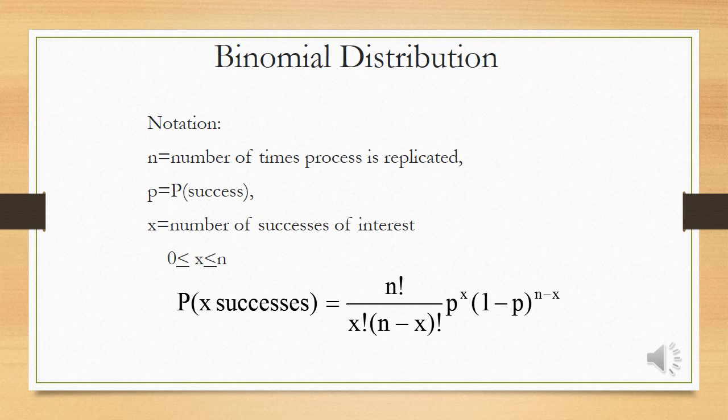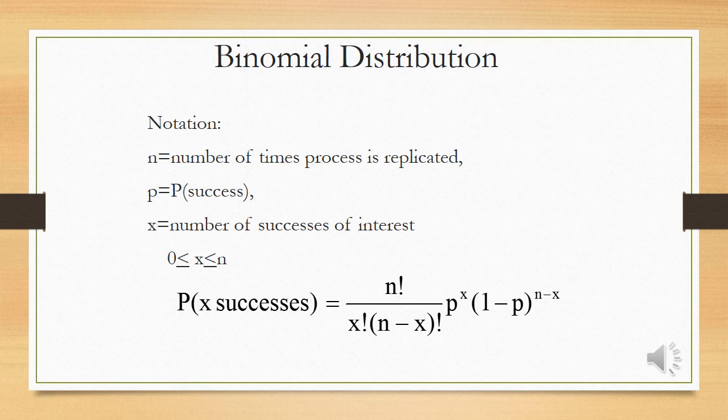So n represents the number of times a process is replicated. So how many times has it been done? And p obviously represents the probability of success, and x here is the number of successes of interest. And as we do examples, we'll clearly expound.